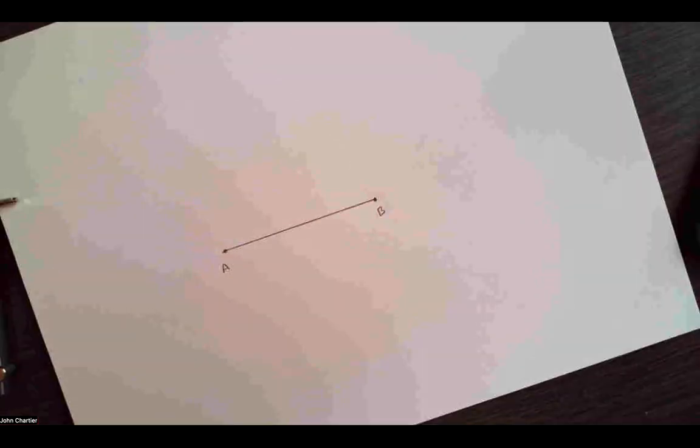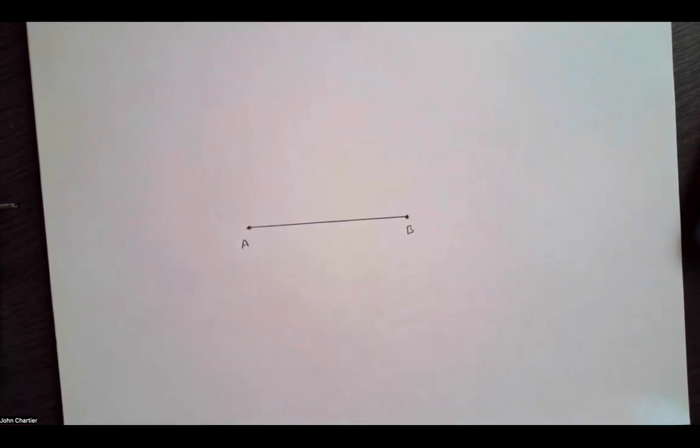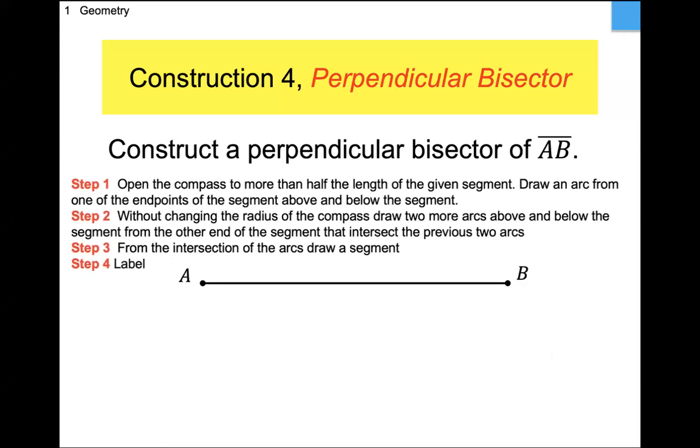So let me turn on my camera. Okay. Hope you can see that. And we're going to make a perpendicular bisector. Oh, actually, let's do this a different way. Let's look at the instructions first. Otherwise, you won't ever see the instructions. Here are the instructions. Okay, so to make a perpendicular bisector, it's step 1 through 4. Go ahead and pause the video, write these down, and then start the video again, and I'll show you the actual construction.